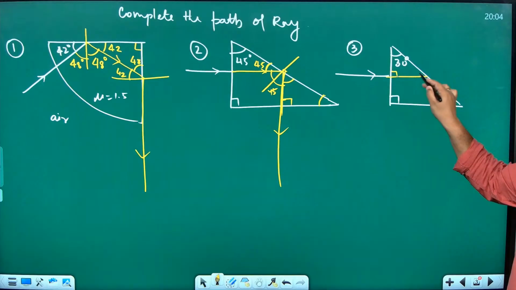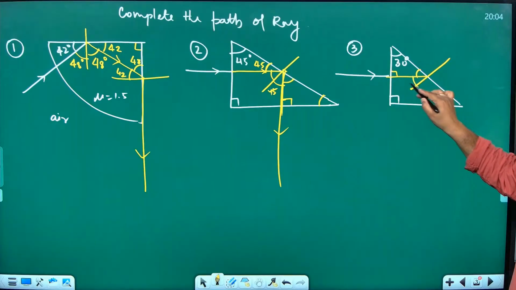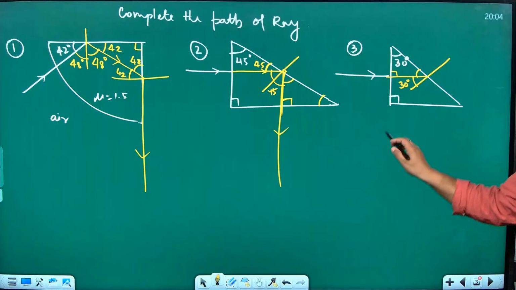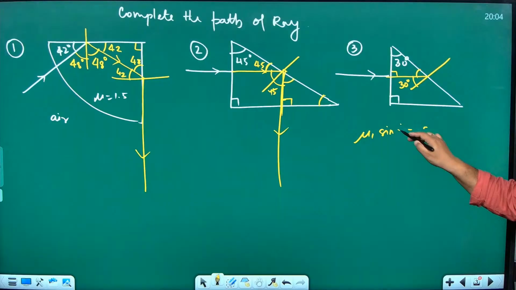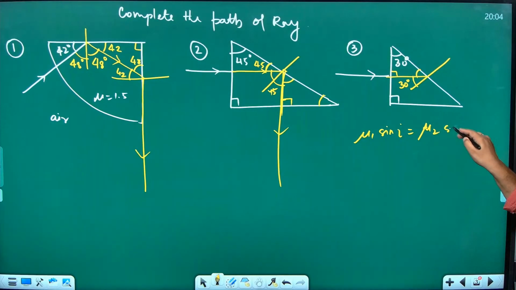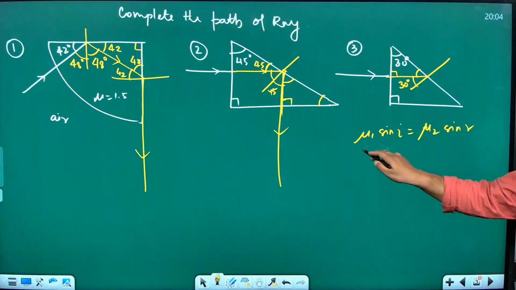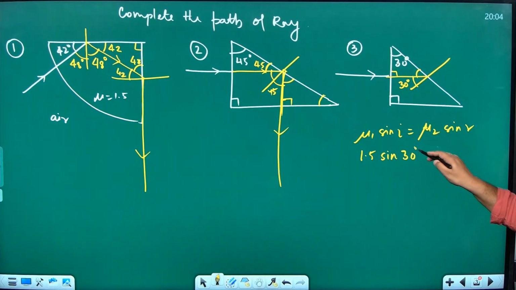30, 90. How much will be this? 60. I will draw a normal. How much will be this? 30. If this is 30, is the angle of incidence more than critical angle or less than critical angle? Less than critical angle. What will happen here? Refraction will happen here. What will you use? Snell's law. Mu1 sin I is equal to mu2 sin R. What is mu1? This medium, I told you it is glass. 1.5. What is I? 30 degree. Mu2, 1. We can find sin R.